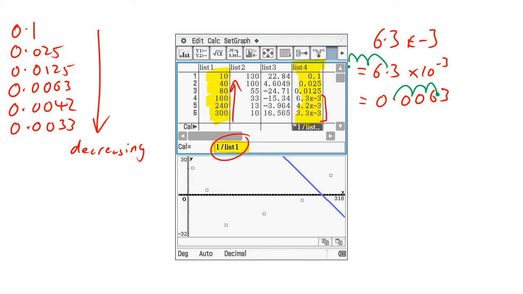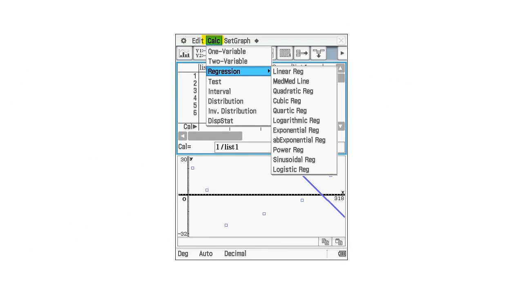So whenever you're doing the reciprocal, remember we said we had a negative graph like this, when we do reciprocal, you're going to have a positive graph. And it always does flip like that when you're doing reciprocal. And that's going to have an interesting effect on R. So as always, calc, regression, linear reg.